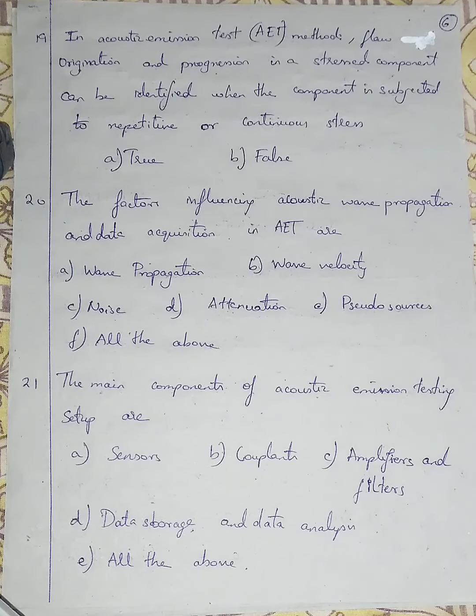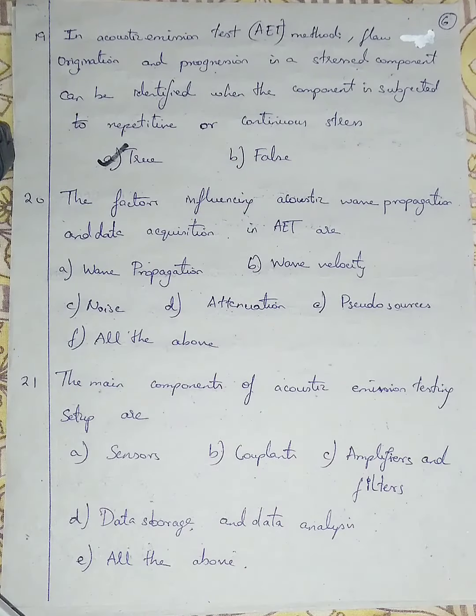Okay, acoustic emission test method, flaw orientation. The orientation, the dimension or the shape of the flaw, meaning defect, and progression in a stressed component can be identified when the component is subjected to repetitive or continuous stress. In that component also we can find the orientation and progression of the flaw. Orientation means the shape, and progression means depth. That shape and depth of the flaw can be identified using acoustic emission test. This is a true statement, so I am going with option number A, true.